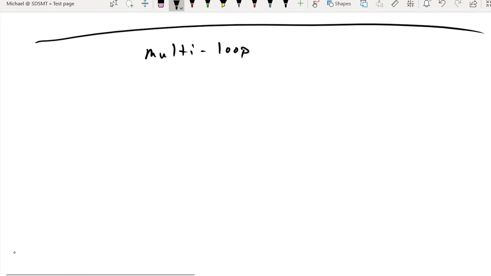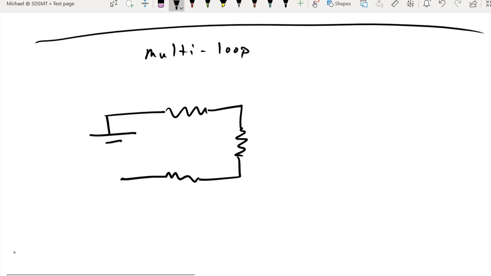So what I'm going to do is put an EMF into our circuit, and we'll just call that E. We have a couple of resistors in here, say R1, R2, R3. And if I gave you some values for R1, R2, R3, along with the value of the EMF, say 100 volts.